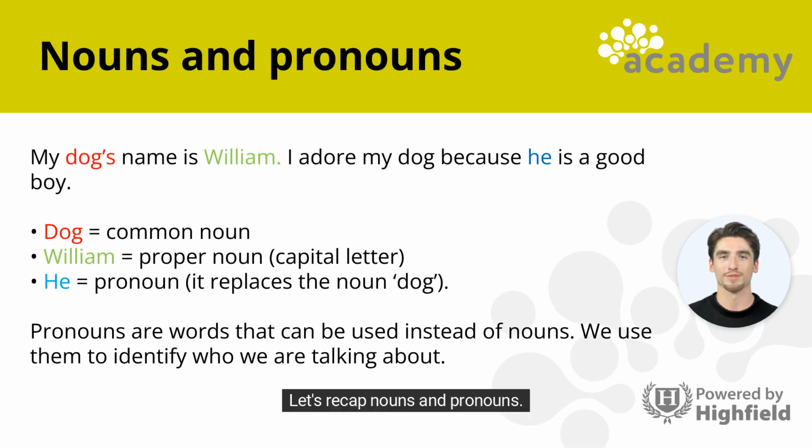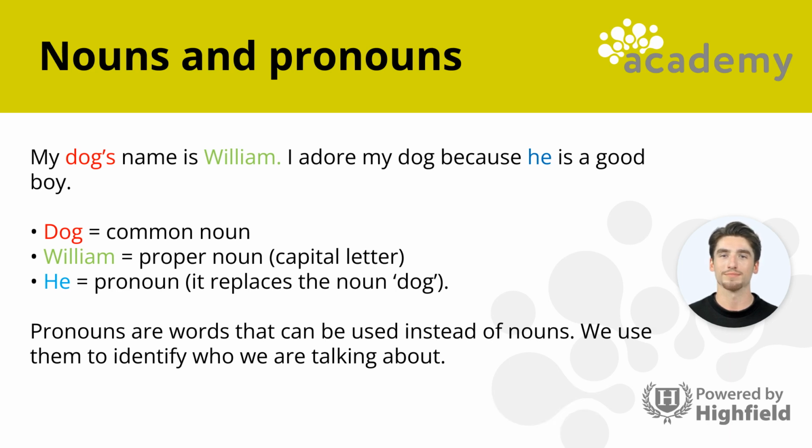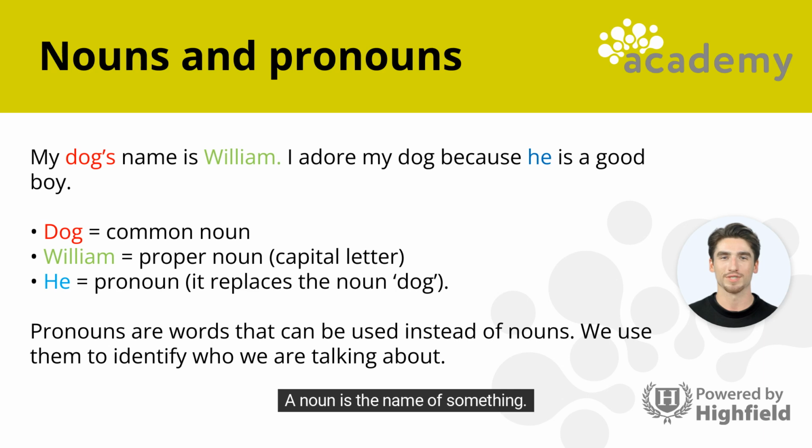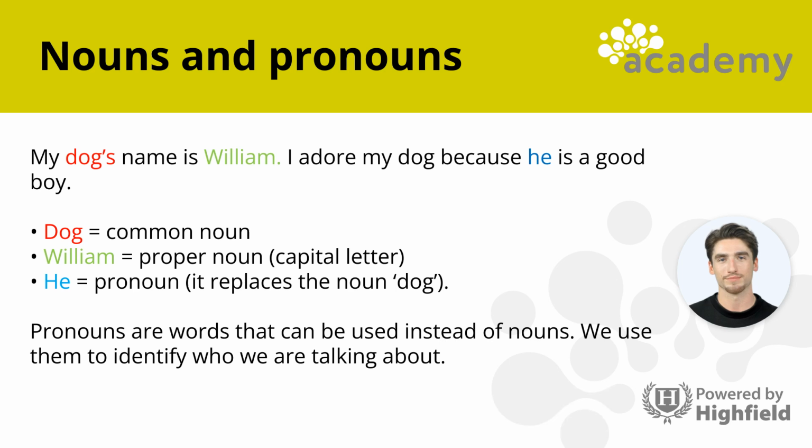Let's recap nouns and pronouns. Although you won't need to explain these terms in your exam, you do need to understand them so they can be used correctly. A noun is the name of something. This could be a person, a place, an object, or something abstract that you cannot see or touch, like an emotion.